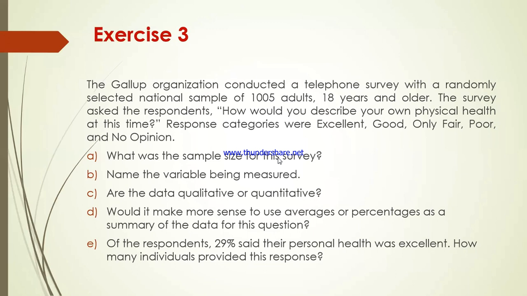Yes, 1005 adults, because here the Gallup organization conducted a telephone survey with a randomly selected national sample of 1005 adults who are 18 years and older. Then the survey asked the respondents, how would you describe your own physical health at this time? The responses were excellent, good, only fair, poor, and no opinion. So the sample size is this one. Then name the variable being measured. Now go for the B part answer.